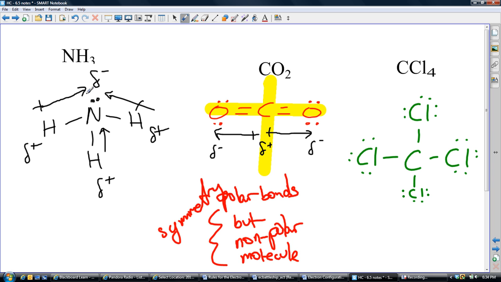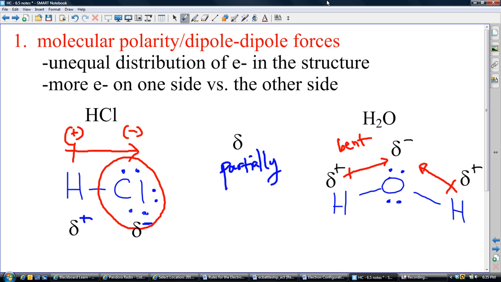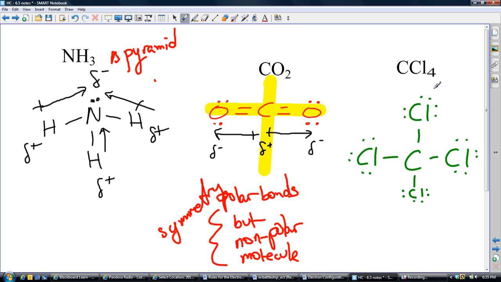Now if we look here, that's not the same case, because if we know the structure of an ammonia molecule is a triangular pyramid. We go back to a water molecule, it's not linear, it's bent. Why is that different with carbon dioxide? Because it is a linear molecule.